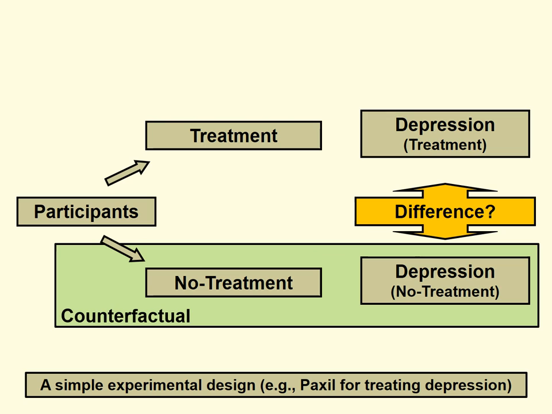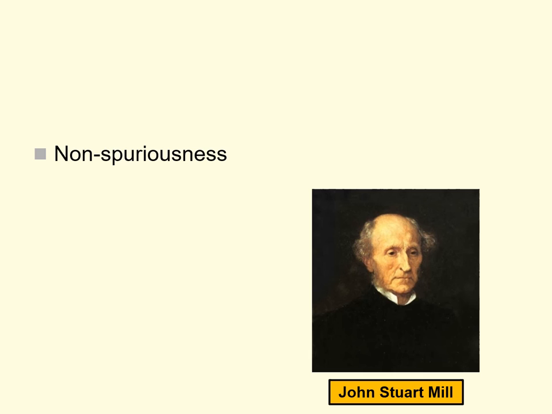Now, why do we do that? We do that because we're really interested in studying causality. We're interested in studying claims about causality. Is it the case that treatment causes a change in depression? Now, a good counterfactual helps us rule out the effects of confounding variables. It helps us to establish a non-spurious relationship between our presumed cause or predictor or independent variable, in this case drug treatment, and our presumed effect or outcome variable or dependent variable, in this case level of depression. And the philosopher John Stuart Mill argued that establishing non-spuriousness of this relationship was important for determining whether causality had really occurred.